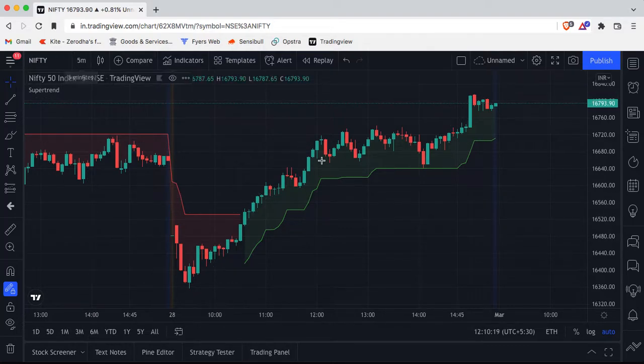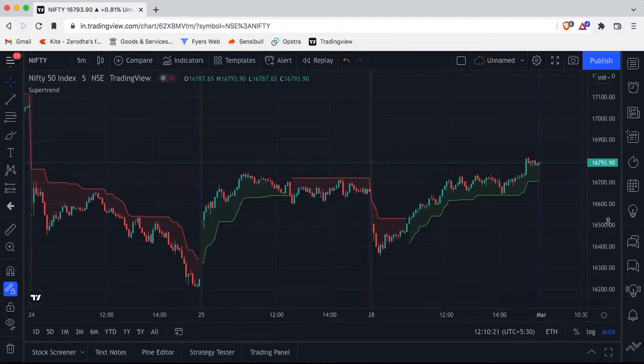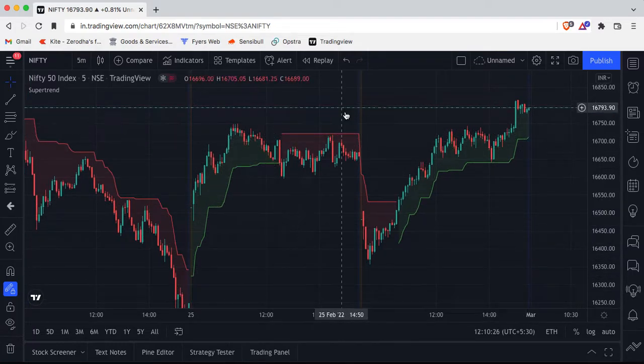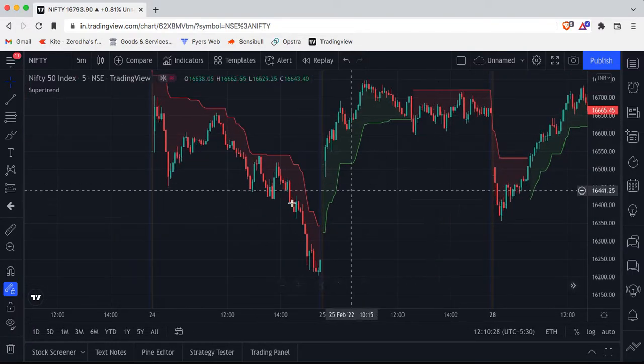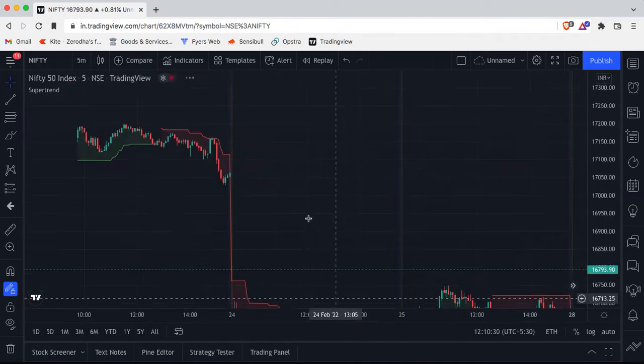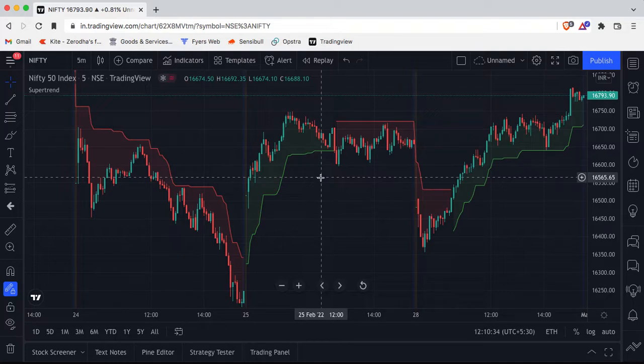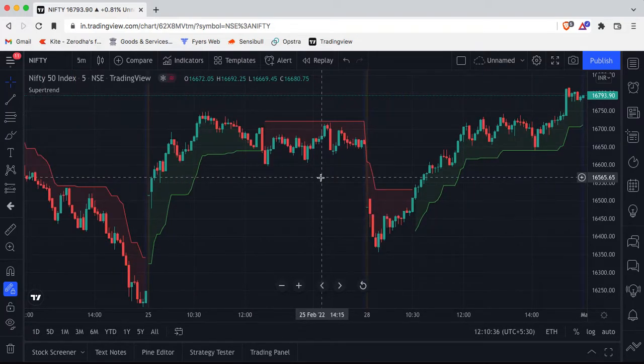Now see, I have selected the 5-minute timeframe, because I am doing this for intraday. You can see a green line, then a red line, and again a red line here, and a green line. That's because this is showing the trend. This will only give you green and red lines.